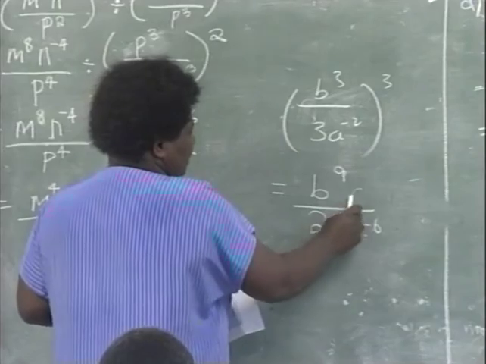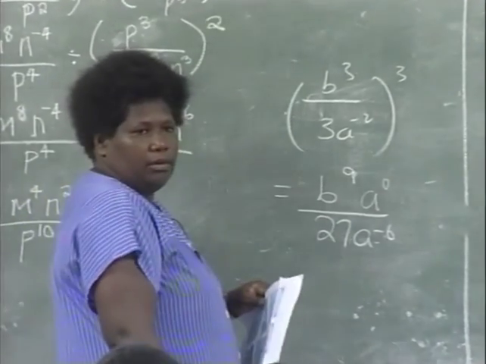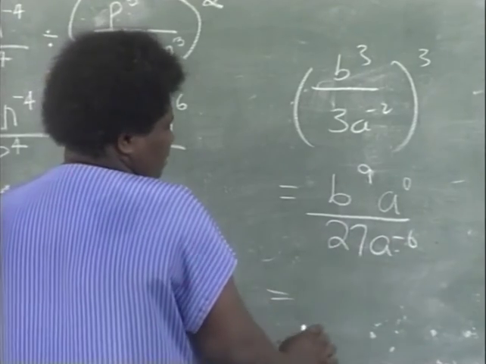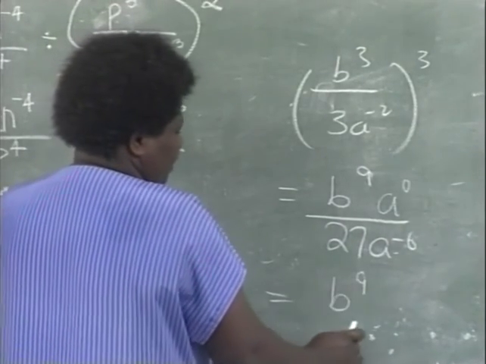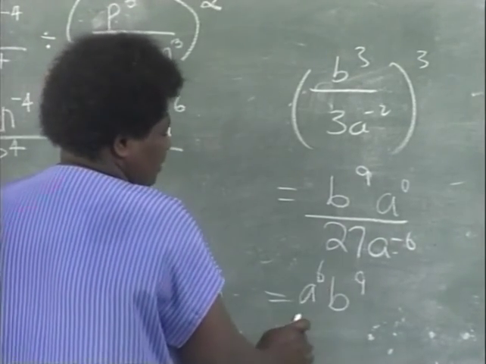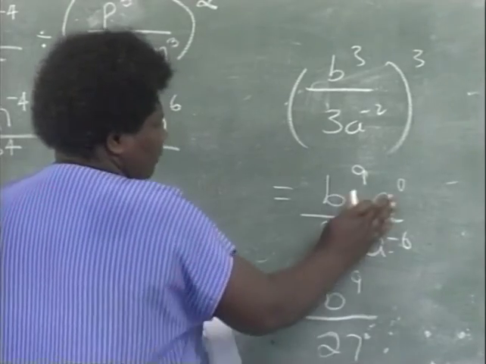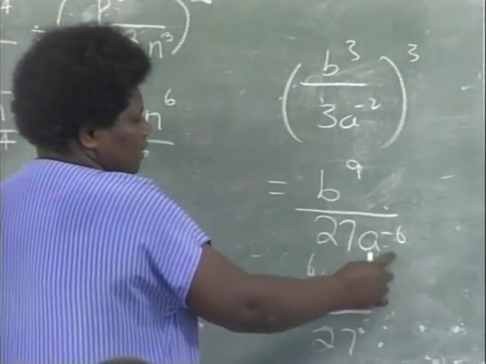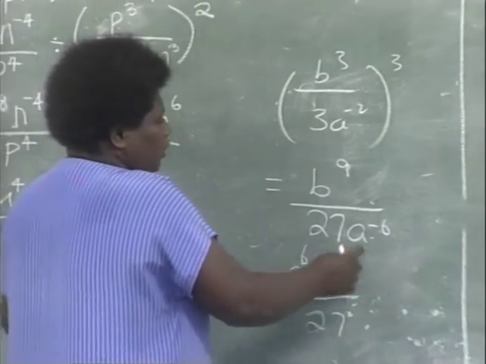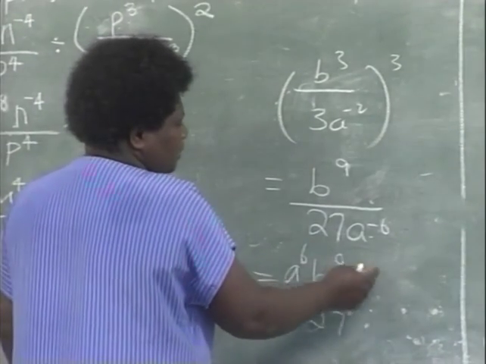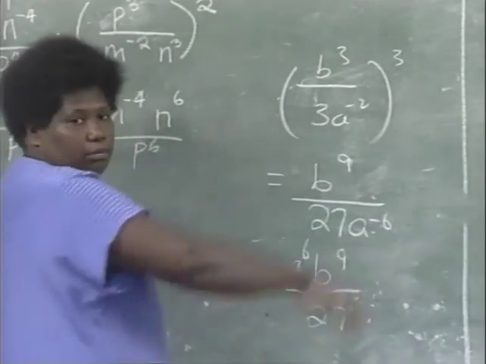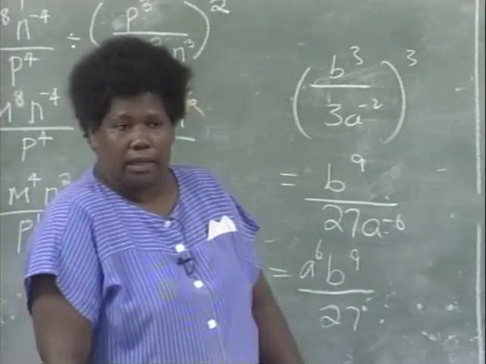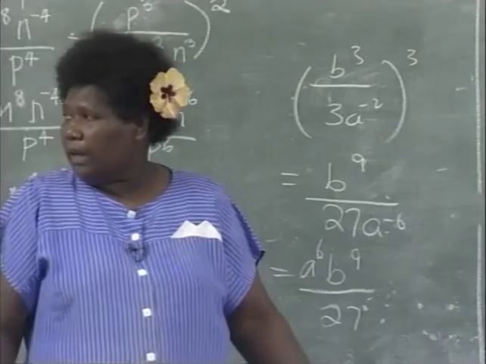Let's just say that here is a to the power of 0, which is 1. 0 minus negative 6 will give me 6. So it's b to the power of 9, a to the power of 6 over 27. If not, you don't need this. You have to multiply this by the inverse, so you're going to get 1 over a to the power of 6, which you're dividing, so you move it up. So it's going to be a to the power of 6. You all agree then? Okay, next one, letter F.